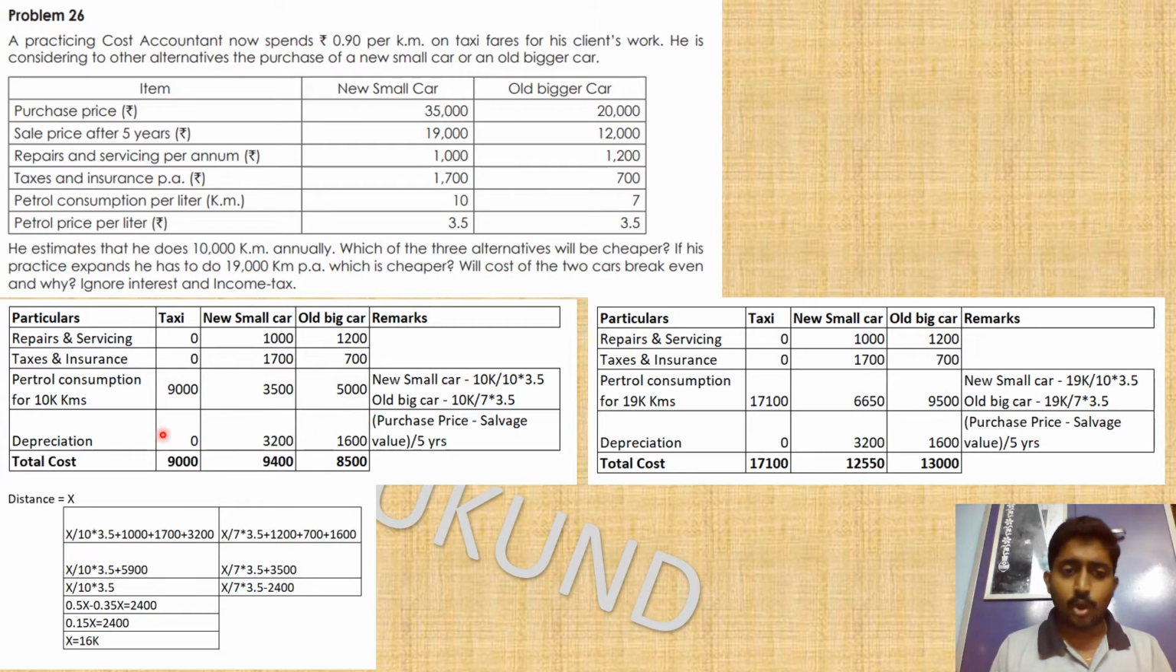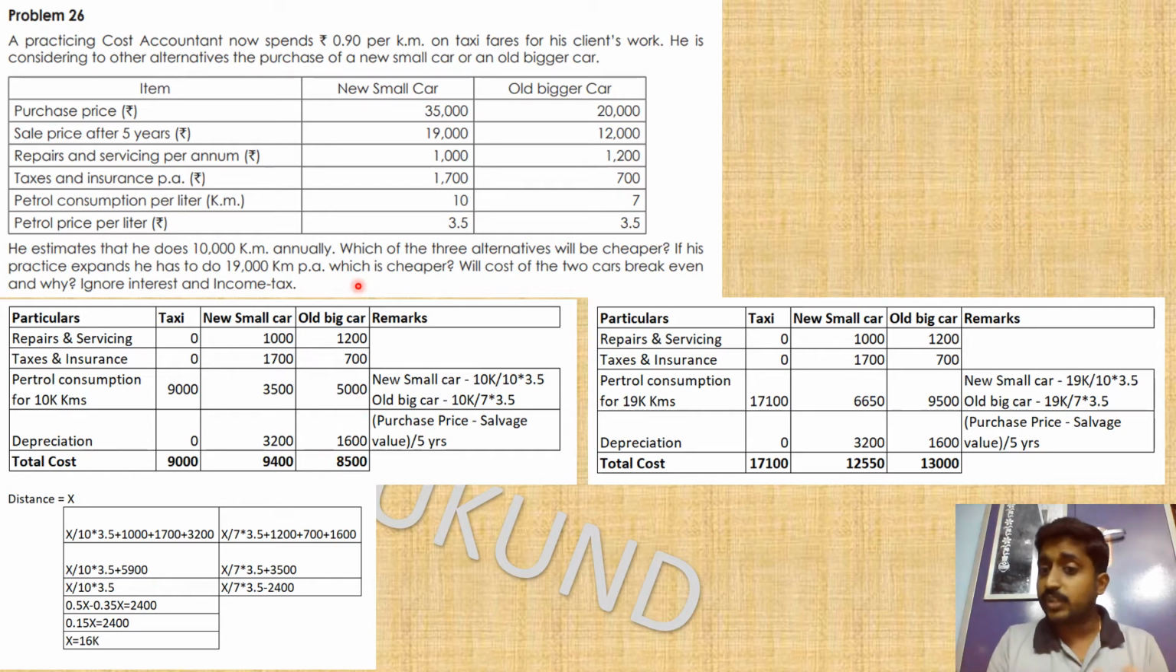Now I am adding all the costs. If you compare this, the old bigger car will be the best option because the cost of the old bigger car is very less. Till now we have seen problems related to products, which have direct material cost, direct labor cost, variable overheads, fixed overheads. But now it is like a practicing cost accountant, so the cost heads are different: repairs and maintenance cost, tax and insurance cost, petrol consumption cost, depreciation cost. Because these are all related to a movable asset. A car is a movable asset, right?